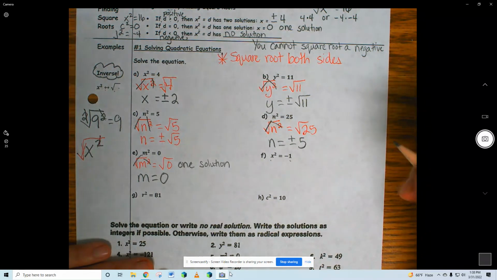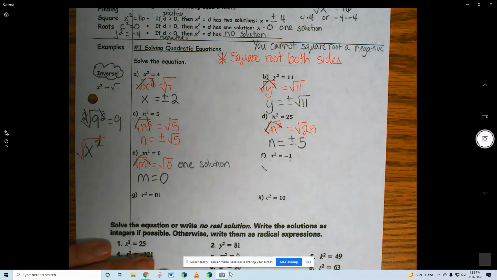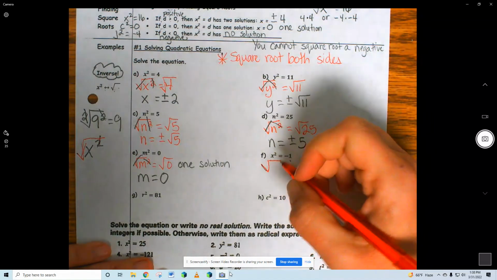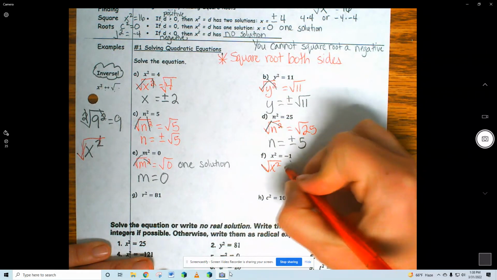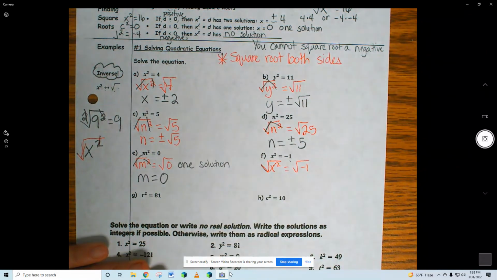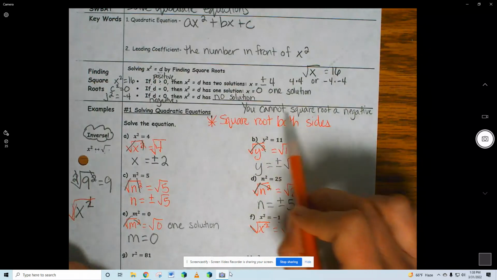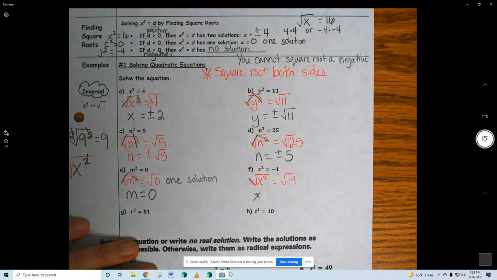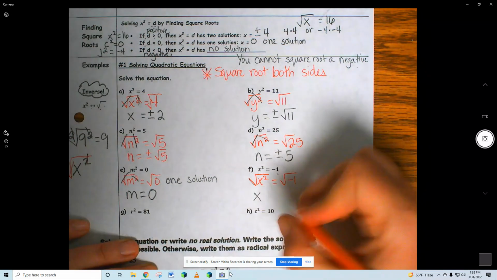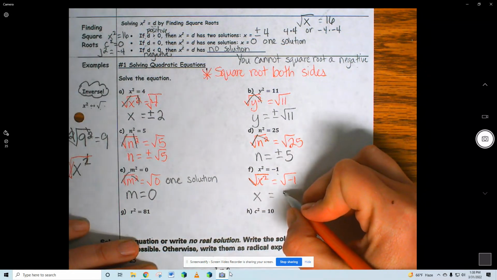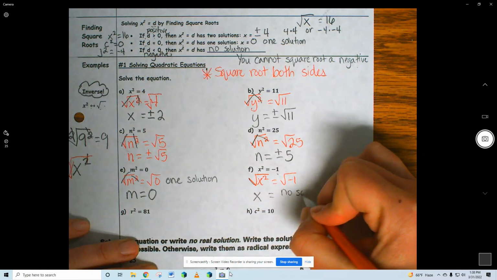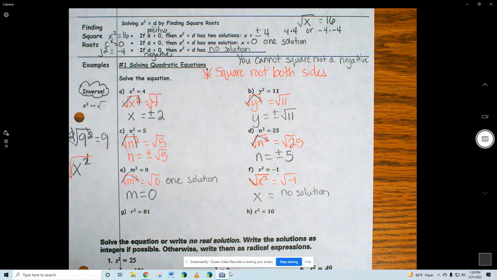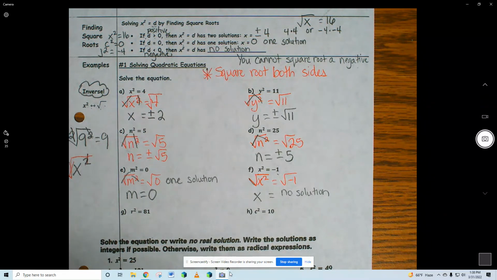Oh, look at F. What's going to be wrong with F, you think? It has a negative. You cannot square root a negative. So the x is fine, but it's no solution. You cannot do this problem. I'm not even going to write down an answer because there is no answer in Algebra 1.